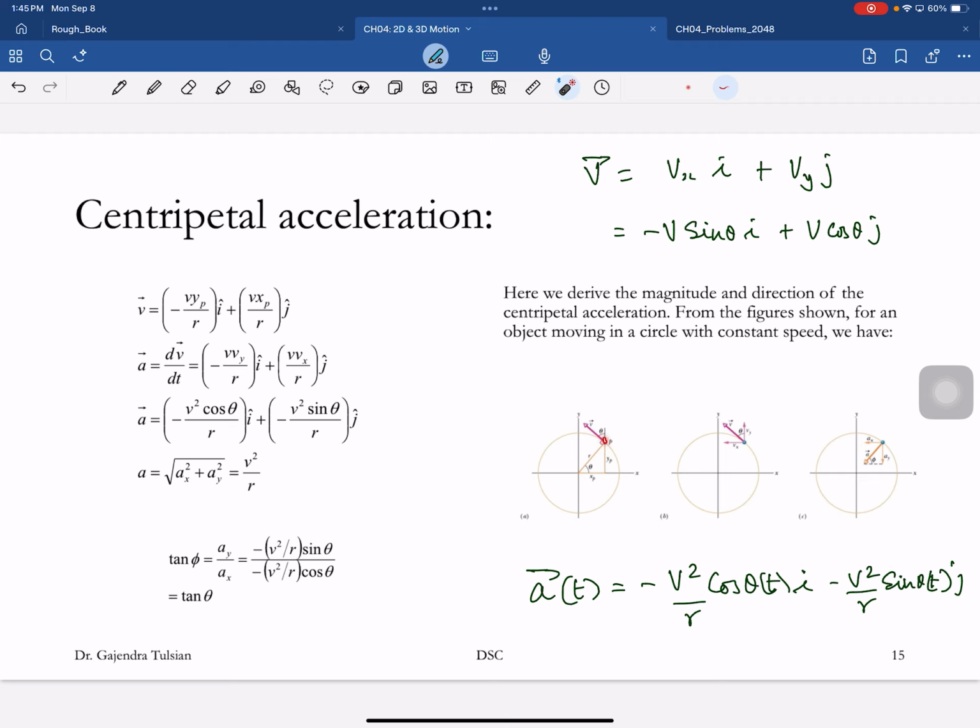So when the particle is here, again theta, we'll look at it for an acute angle theta. When theta is acute, let's look at this expression. V squared is positive, r is positive, cosine theta is positive, sine theta is positive. So these guys are positive. But you can see these negative signs. When the particle is in the first quadrant, the acceleration vector is in the third quadrant.